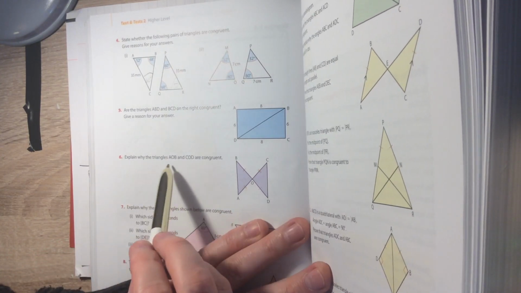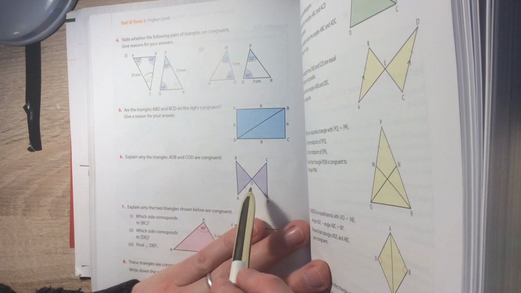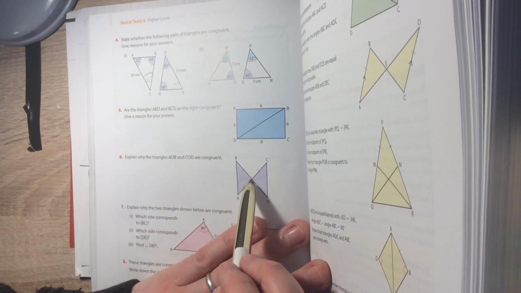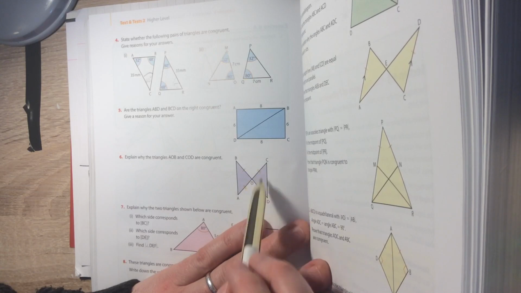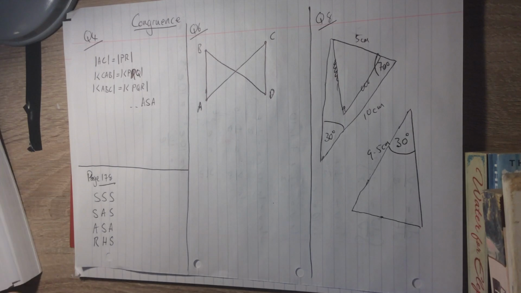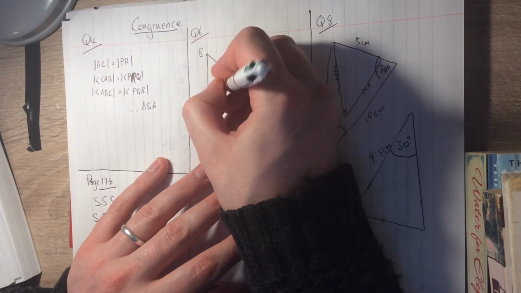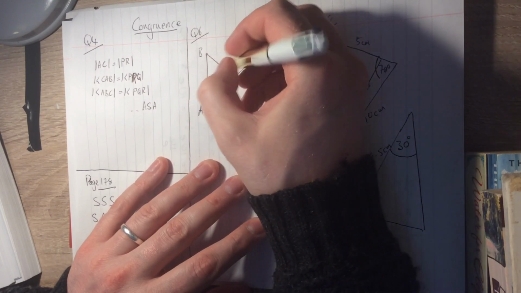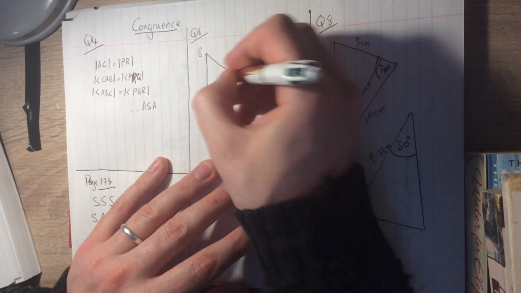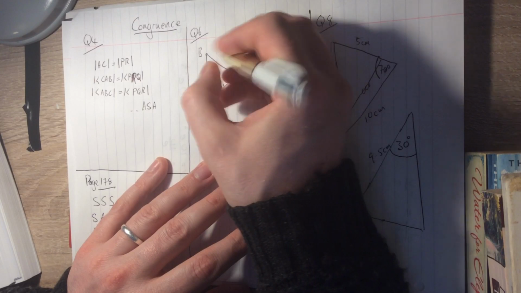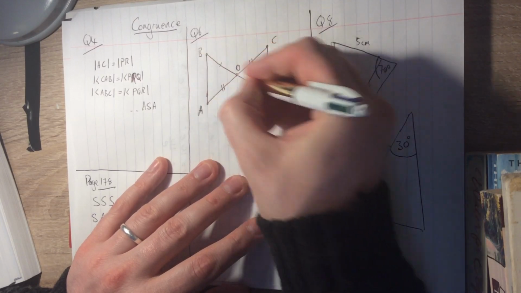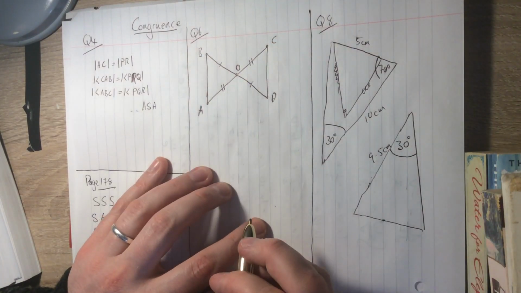Question 6, explain why these triangles, AOB, that's how you call that triangle, and this triangle here, COD, explain why those are congruent. Okay, well, I've redrawn that here. They've also given us, that I don't have in my diagram, a double line on AO and OC, which means those are the same length. And we've got a single line on BO and OD, which means those are the same length.